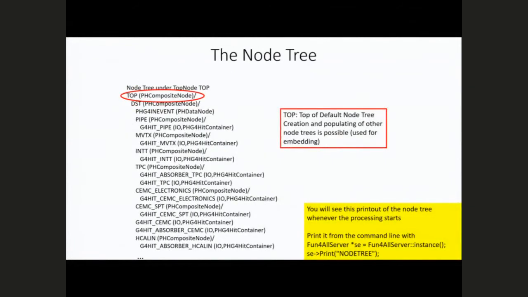So the node tree itself starts with the top node. That's just the default. Creation and populating of other node trees, as I pointed out, is possible. You can print this out at any time. You get a printout of what's in memory of the node tree during startup, but you can print it out at any time with this little command over there.